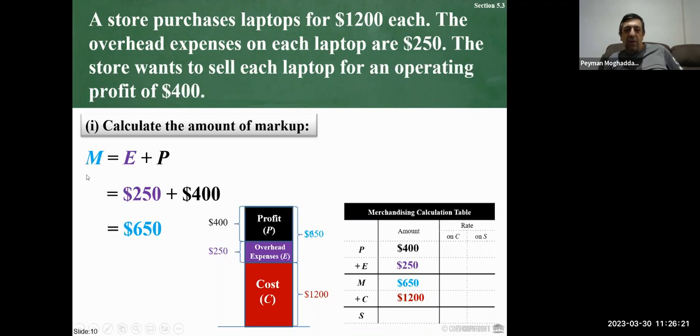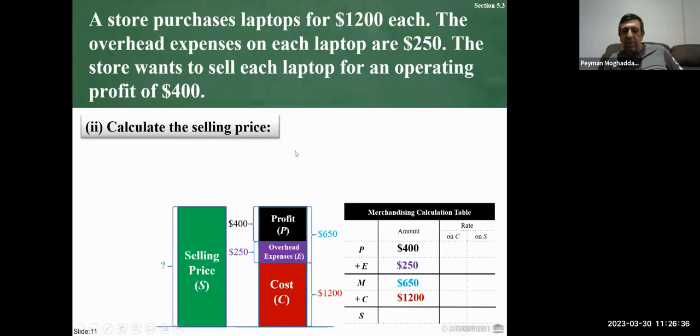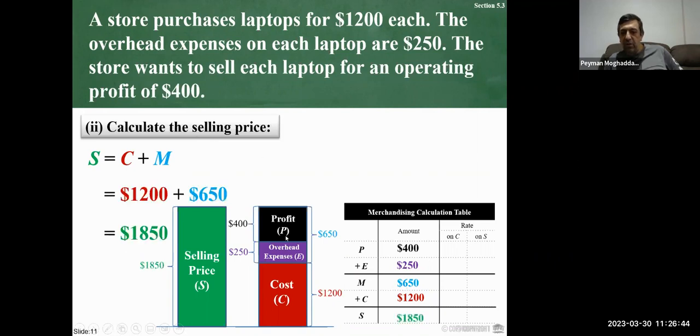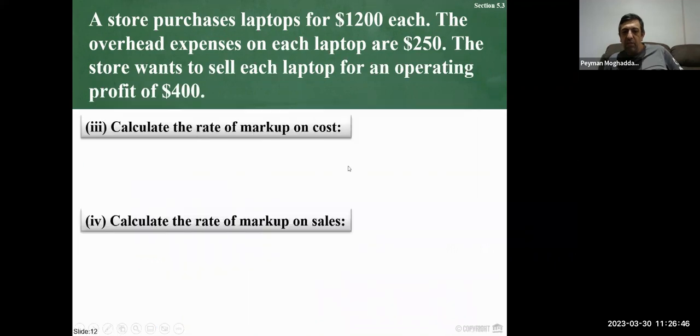So markup is going to be expense plus profit, as we said, 650, and now the cost is going to be 1200, right? Because the cost of purchasing that laptop is 1200. So what's going to be the selling price? The selling price is going to be cost plus markup, so it's going to be 1850, right? So cost plus markup, 1850.